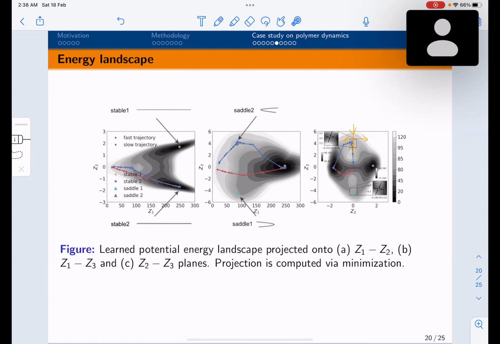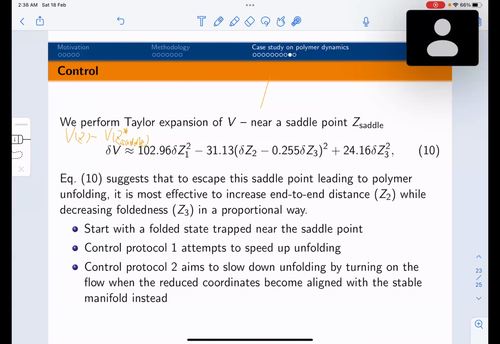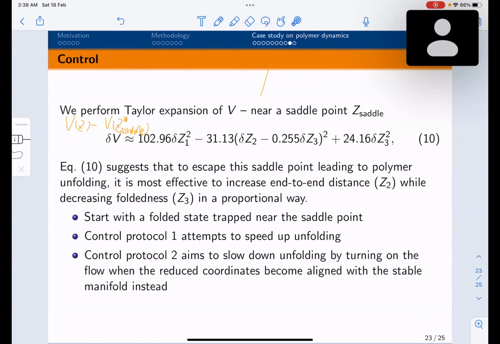Making the delta V smaller means, as you can easily see here, we want to make this term larger. It also means we want to make the delta Z2 larger. We want to increase the end-to-end distance and also decrease the Z3 here.